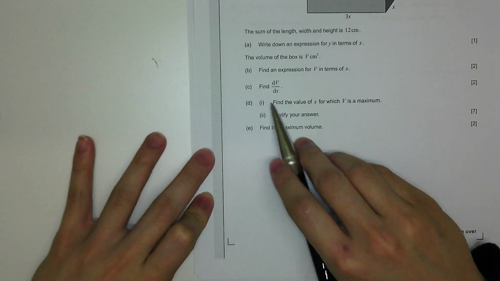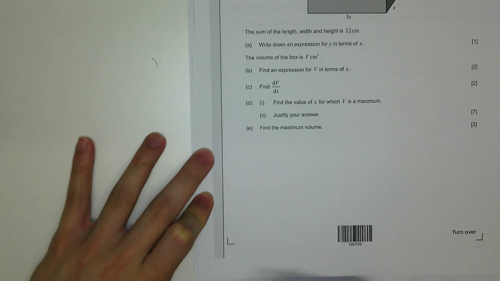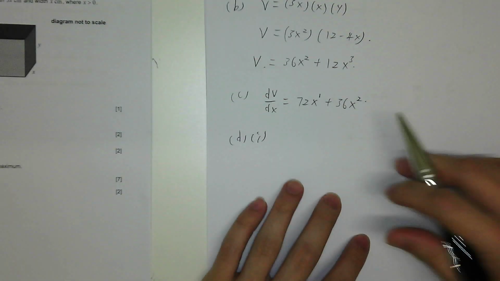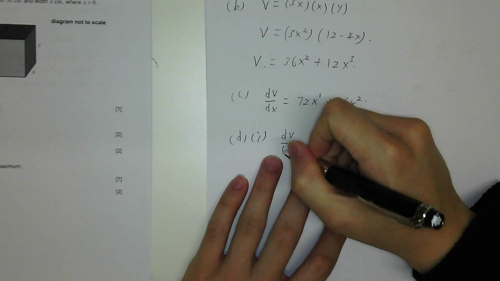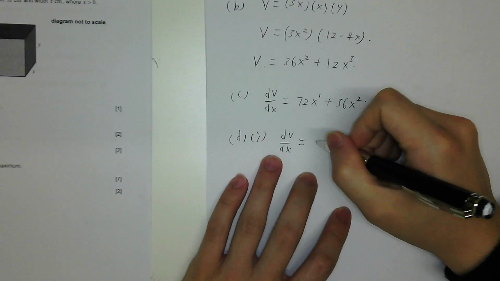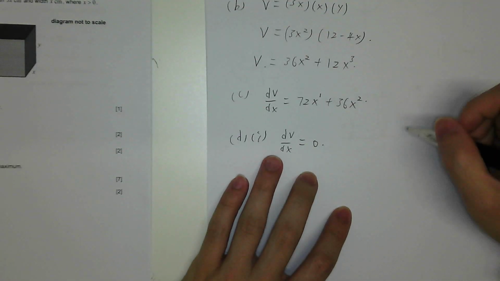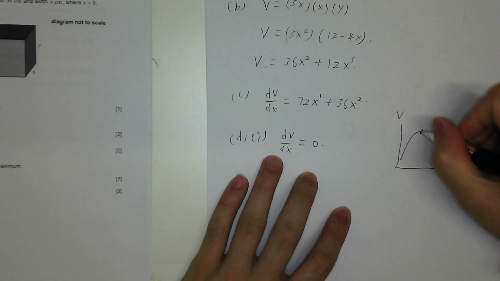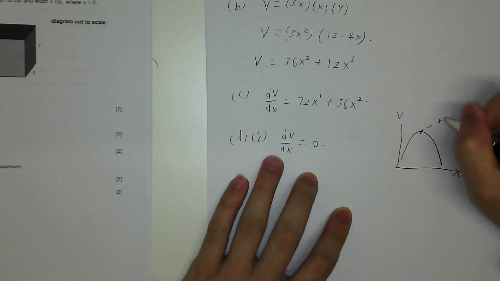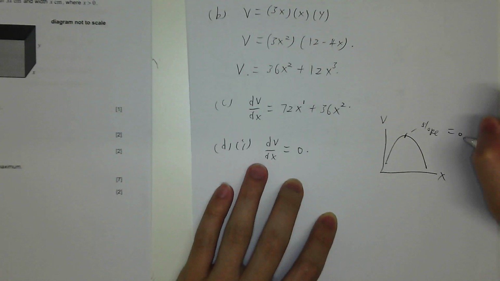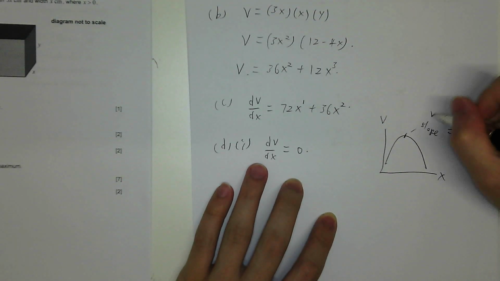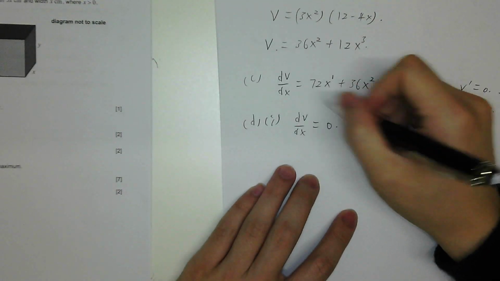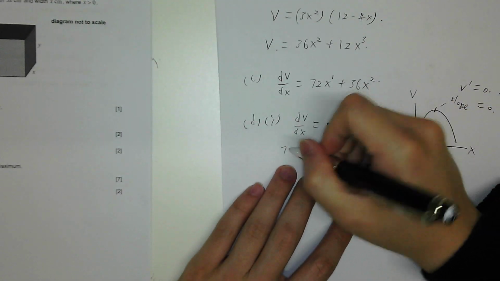Part D, D1. Find the value of x for which volume is maximum. So volume maximum means the derivative, or the rate of change of the volume, equals 0. Imagine there's a curve of volume against x, and at the maximum point, the maximum volume, the slope equals 0. Which means that the derivative of the volume function equals 0. So we can solve this function equals 0.